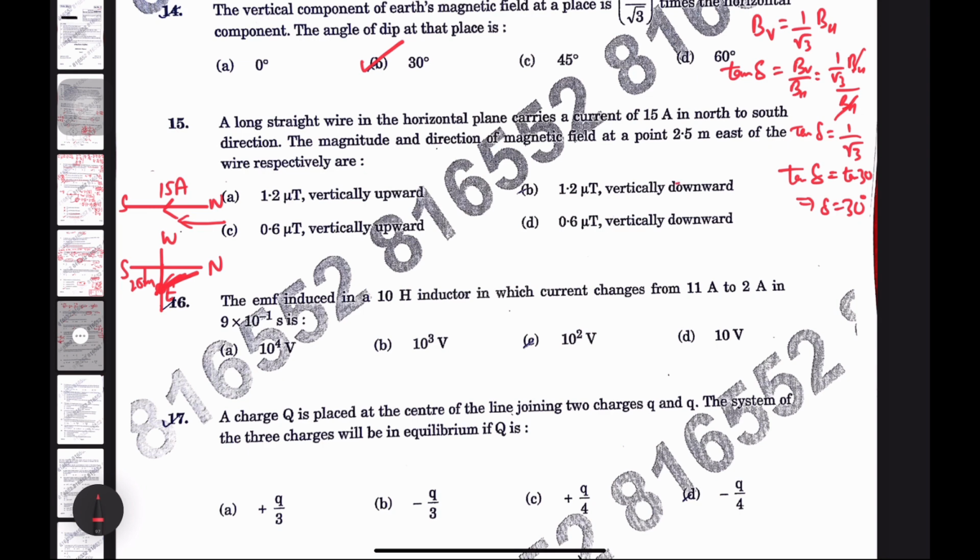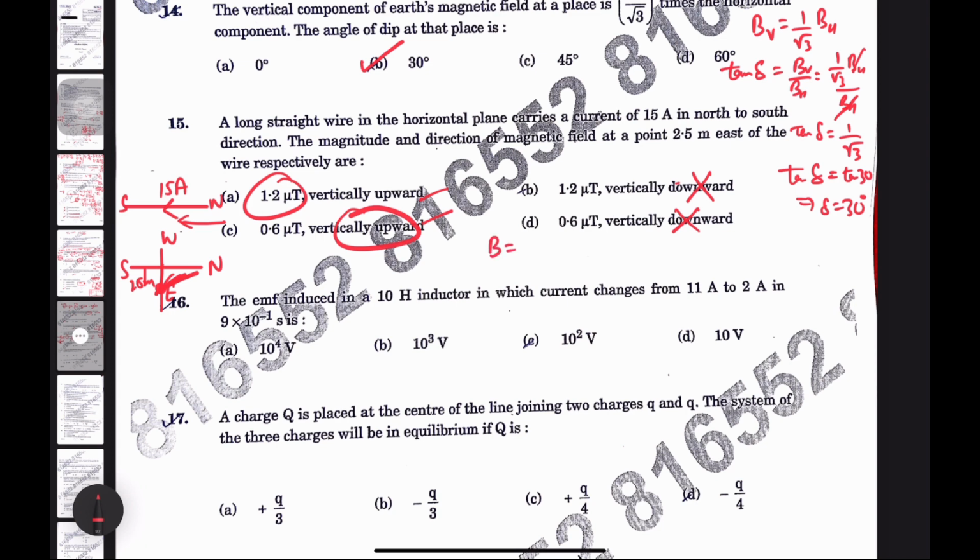So two options could be eliminated, downward and downward. So we had to choose the right option between this and this. So we are for sure about the direction, that is, it is vertically upwards. But now the elimination round is over. We just have to find the value over here. So in order to find the value, we need to use a direct formula.